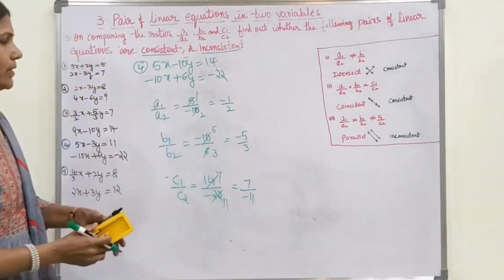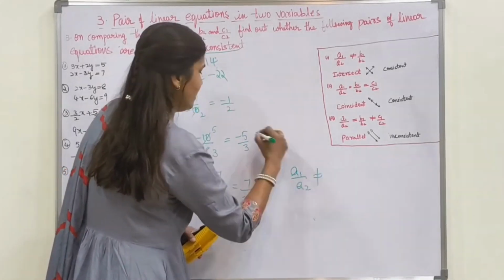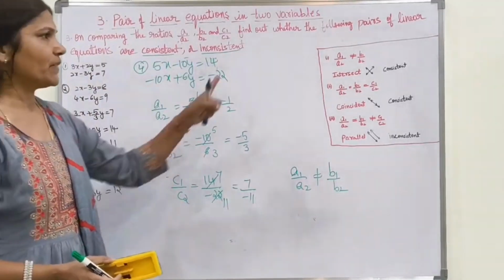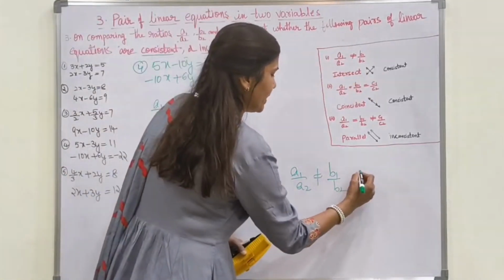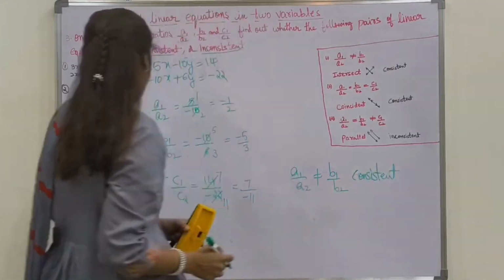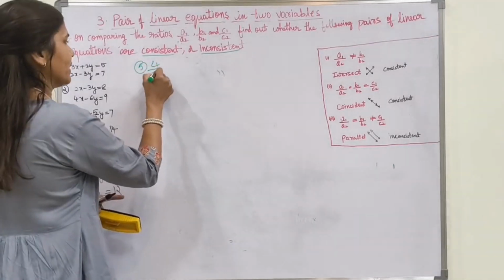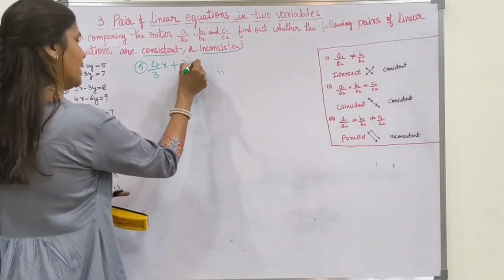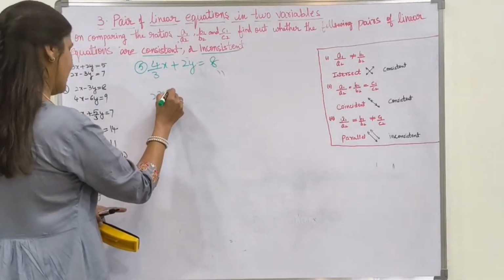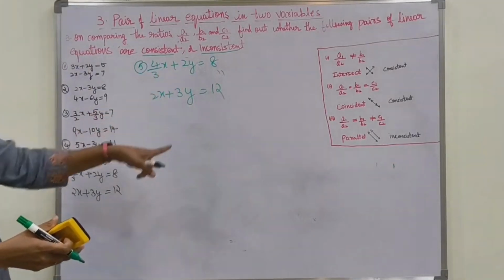First one you observe, this is not equal. So here A1 by A2 is not equal to B1 by B2. A1 by A2 not equal to B1 by B2 means what? Consistent. So you write here consistent. Fourth question, what is it? 4 by 3x plus 2y is equal to 8. Next, 2x plus 3y is equal to 12. Once again, see: 4 by 3x plus 2y is equal to 8.